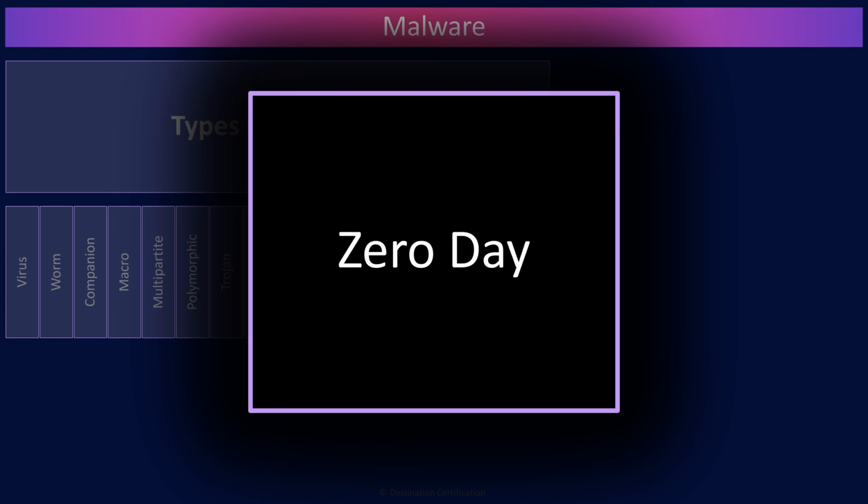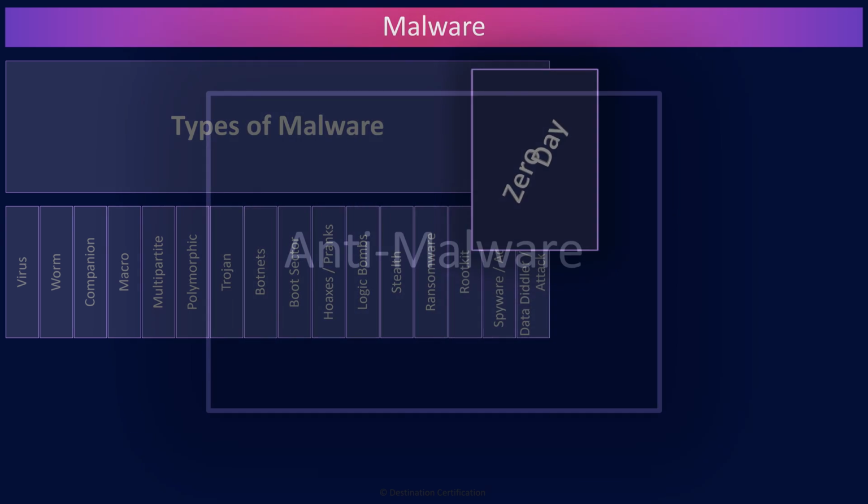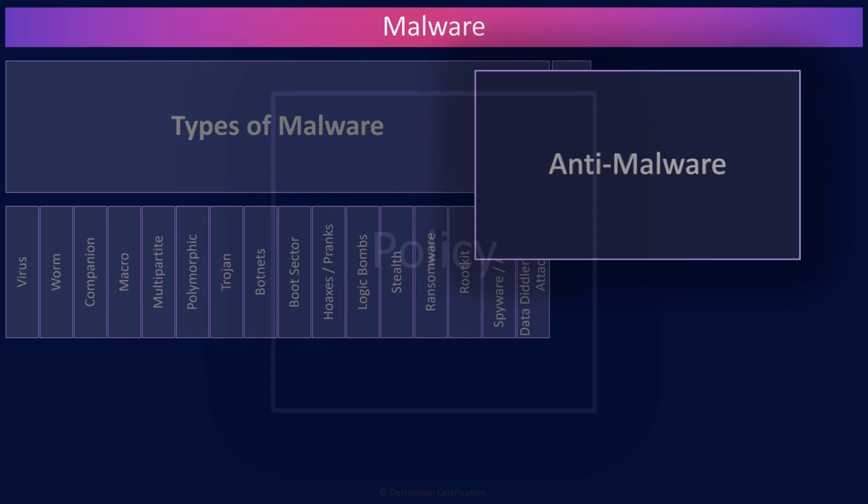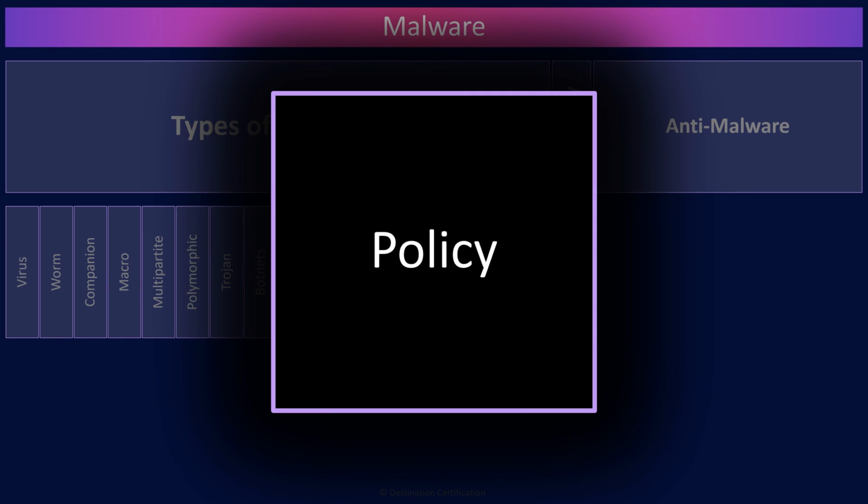Zero days are particularly dangerous because they are flaws that are being exploited before anyone knows to detect and remediate the vulnerability. Now let's talk about how we can prevent, detect, and defend our systems against various types of malware. We first need a policy that states that we need anti-malware systems, clearly defines roles and responsibilities for users, and training and awareness for them.